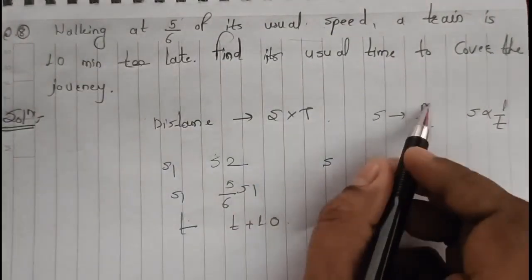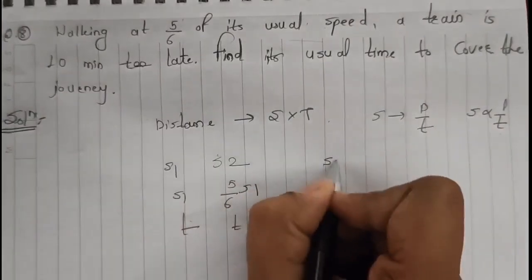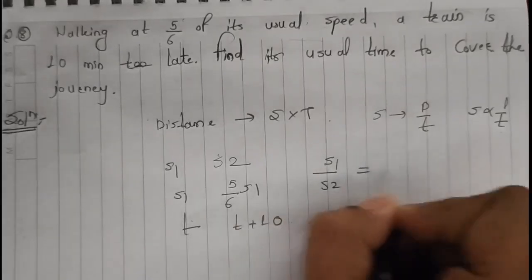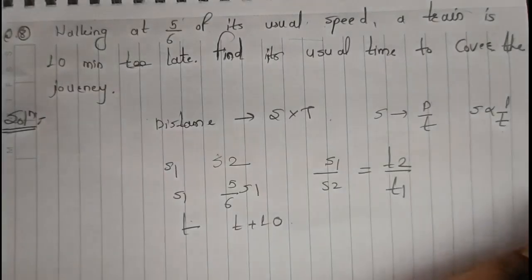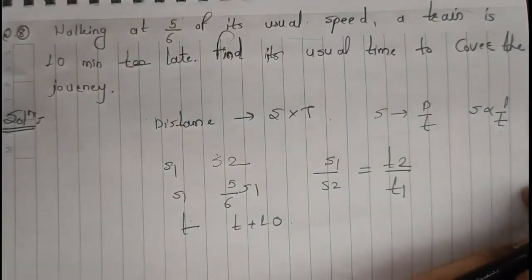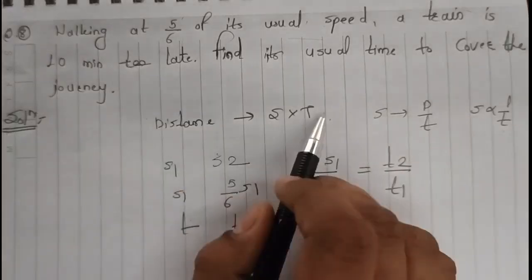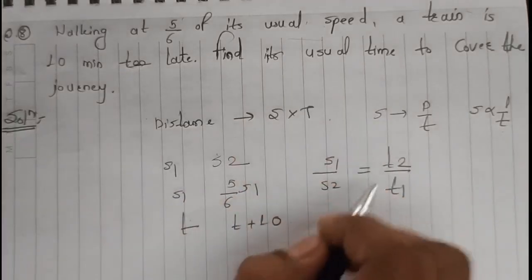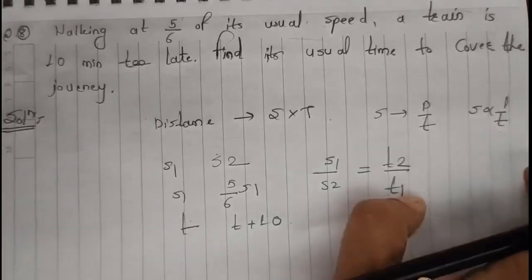So now as distance is constant, we know that S is inversely proportional to T, which means S1 by S2 is equal to T2 upon T1. Now this proportionality can be used in multiple kinds of questions where, of the three quantities, if any one is constant, you have to go for the proportionality. If questions can be solved with proportionality, it would be much easier.